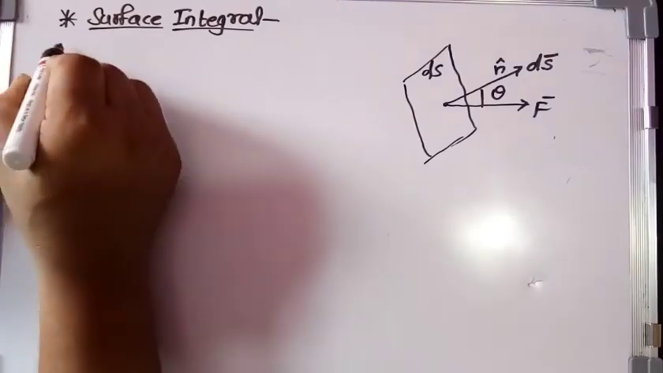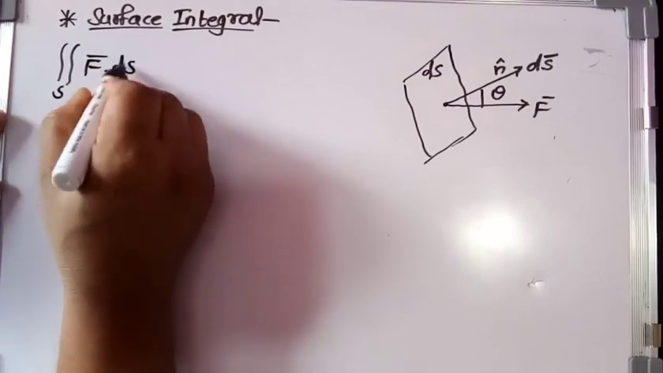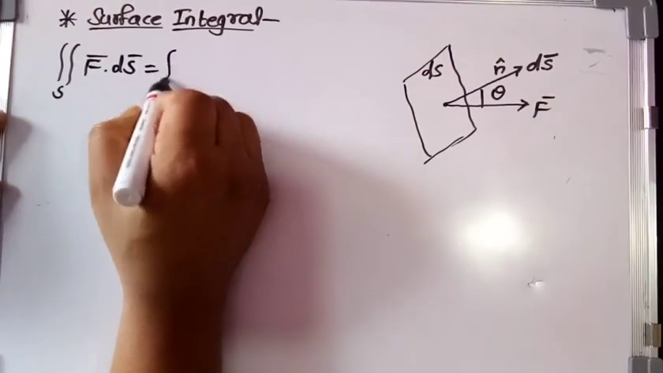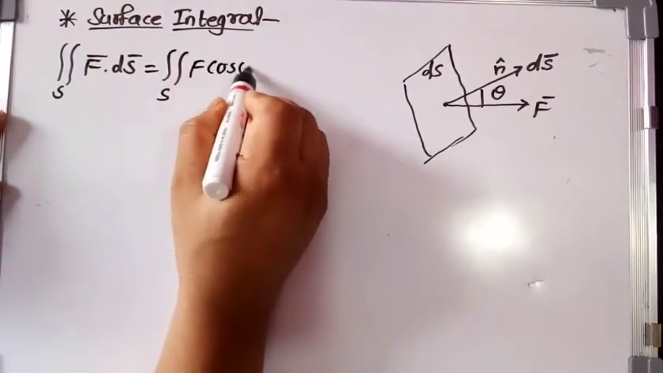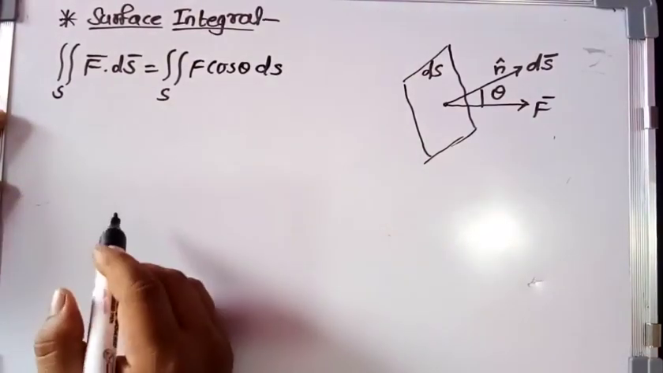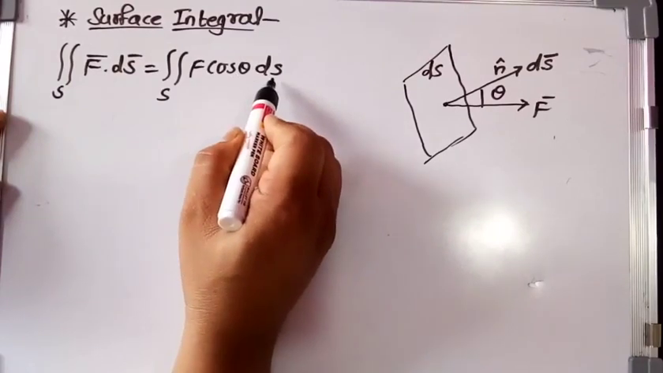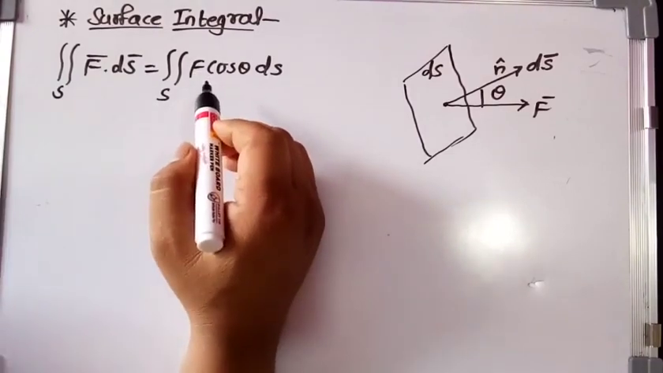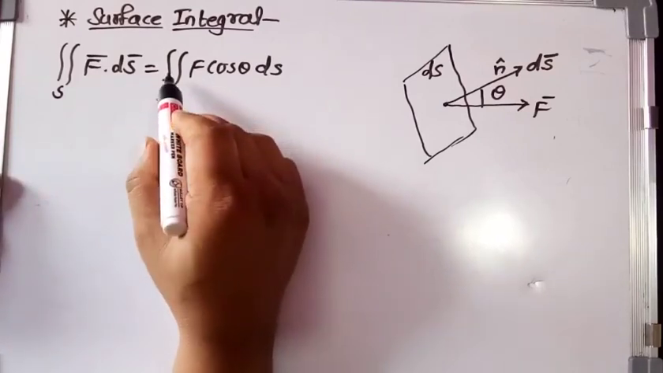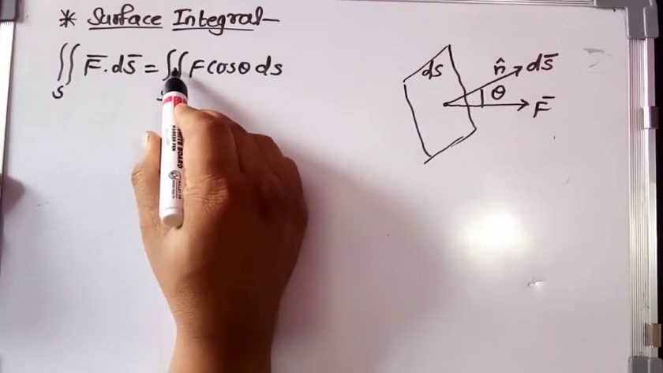Then the surface integral over S of f bar dot ds bar is equal to the surface integral of f cos theta into ds, where f cos theta is the component of f along ds, that is known as the normal component of the vector along ds. And the surface integral is denoted by a double integral. This is known as surface integral.